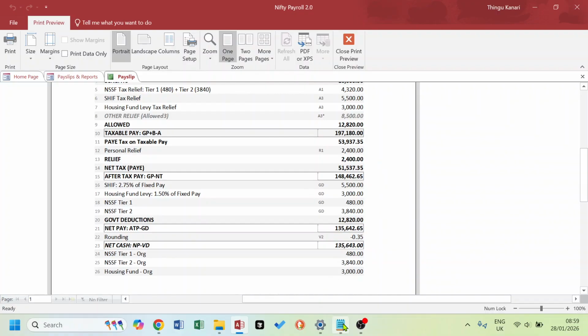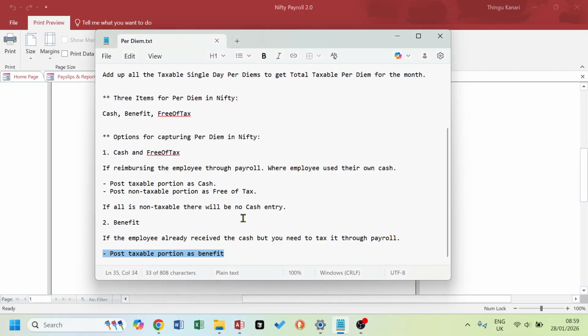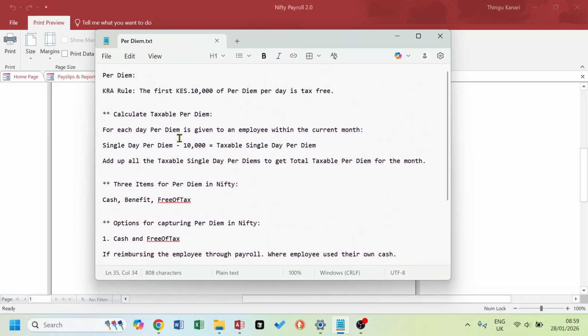So those are the two scenarios that you have. I'll put this into the notes of this video, so you can just refer to it so that you have some reference point in case you didn't pick it all up.